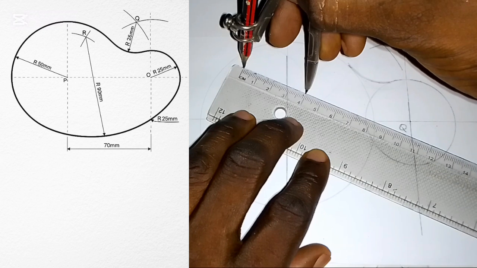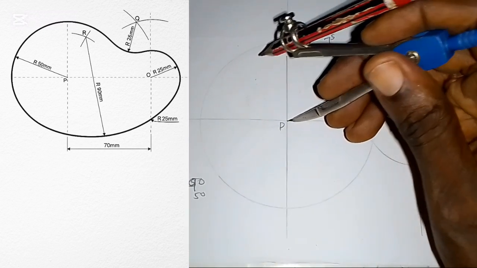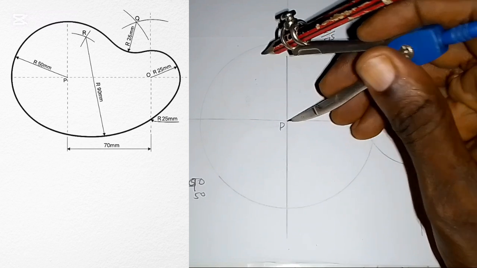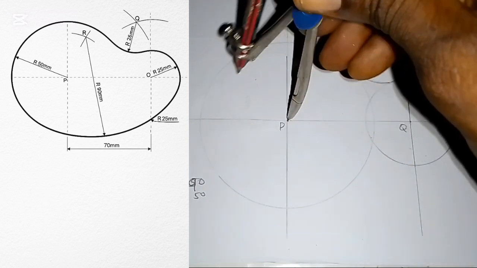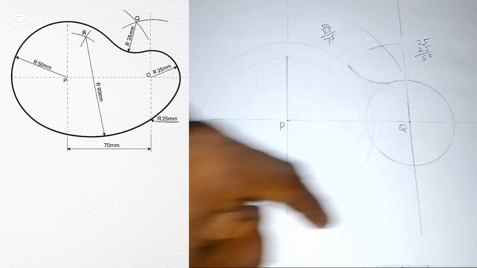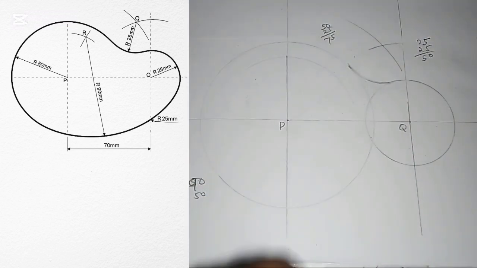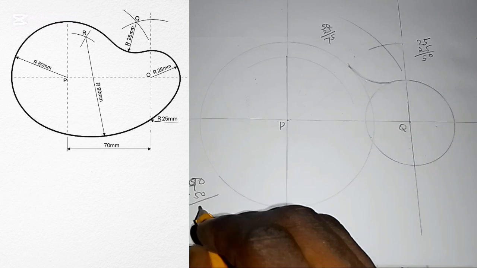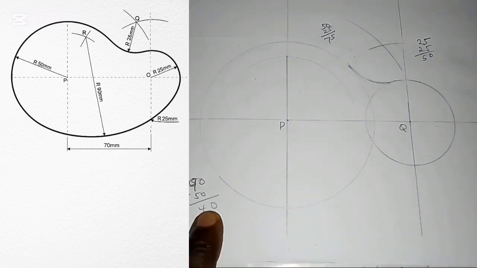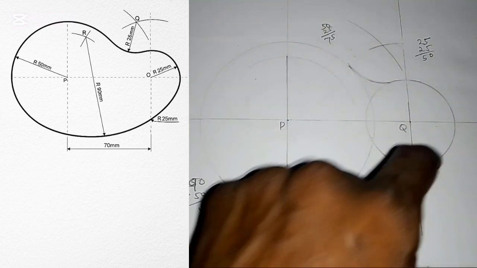So I stretch my compass to 40, then at point Q. I'm going to produce that up as well, above P this way, because we are drawing the arc this way. The next one is for this other side. I did subtraction there, so this is 40. And then at this other part I'm going to do the same thing, subtraction.